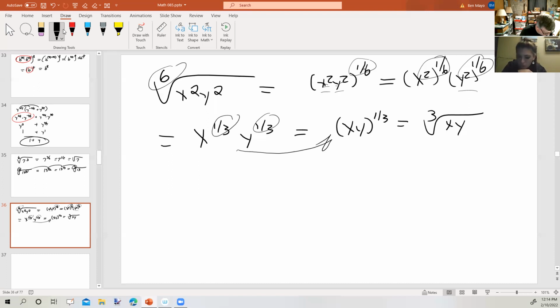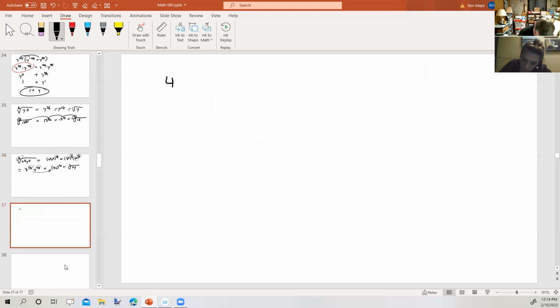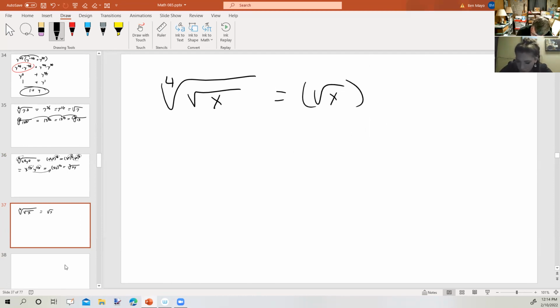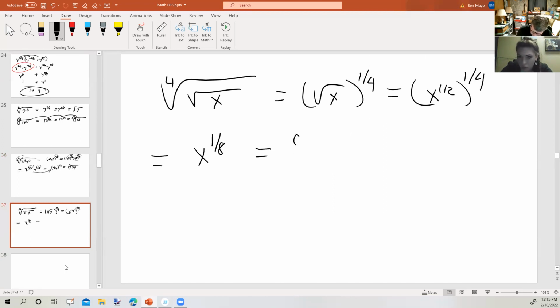Okay. How about this one? The 4th root of the square root of x. Well, that would be the square root of x to the 1/4 power, which would be x to the 1/2 power to the 1/4 power, which would be x to the 1/8 power, or the 8th root of x.